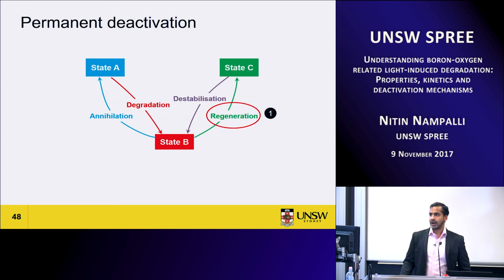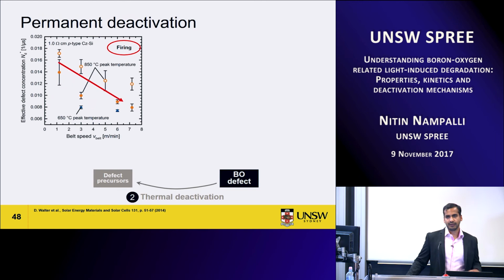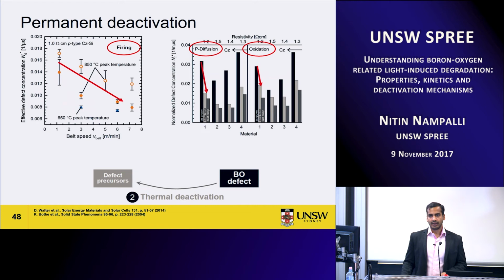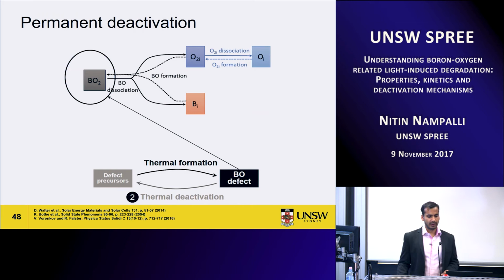What's the fundamental mechanism? In addition to this, you can also think of the boron-oxygen defect as being formed from precursors. And so some of this thermal deactivation you're seeing due to firing or oxidation or phosphorus diffusion, this could be the defect dissociating into its precursors. And likewise, there can be a forward reaction as well. So recently there was a proposal that the boron-oxygen defect is actually either interstitial or substitutional boron combining with an oxygen dimer, and the oxygen dimer is in some kind of equilibrium with the oxygen monomer concentration. So within this model, those would be the precursors, and that's your defect.